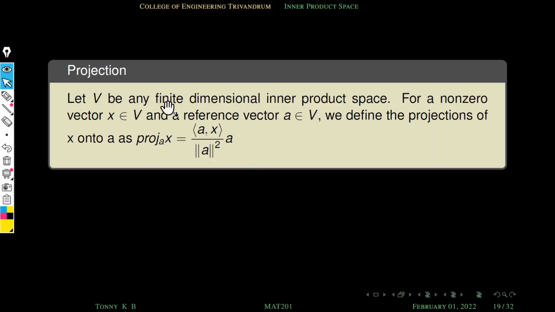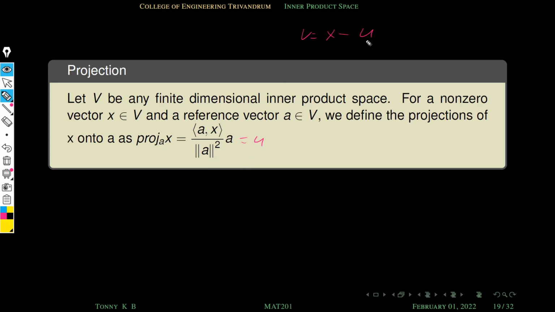Next we are going to define the general projection, the projection in a general space. Let V be any finite dimensional inner product space, for a non-zero vector x element of V and a reference vector a element of V. We define the projection of x onto A, denoted by projection of x in the direction of A, equal to, extending the concept in 2D to higher dimension, inner product of ax by norm a square into A. In 2D this is our u, and we have one more vector v. What is vector v?